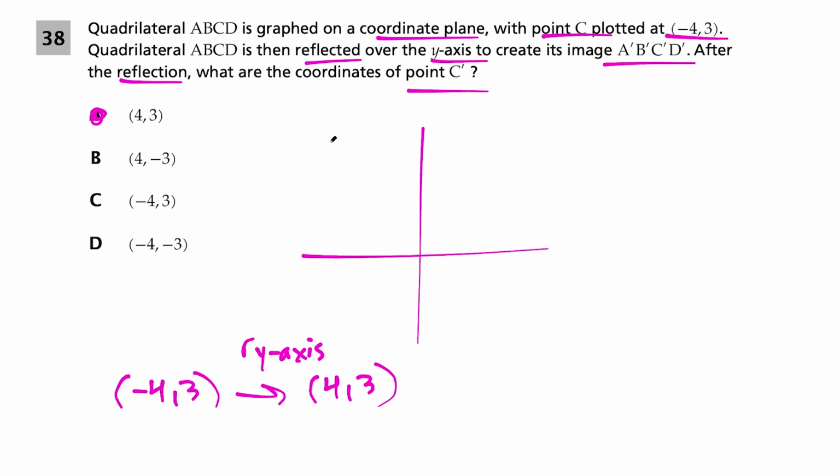But me personally, I can't memorize these formulas. So what I would do here is just plot this point, negative 4, 3. So I'm just going to sketch this out here. Negative 4, 3 would be over here, and this is point C. And then we're reflecting this over the y-axis. So we would count to the y-axis. We would go 1, 2, 3, 4. And then we would go 1, 2, 3, 4 this way. So think about what the new location of the point C prime is. Well, we're going to the right 4 and up 3. So this would be the point 4, 3, which would still match choice A.